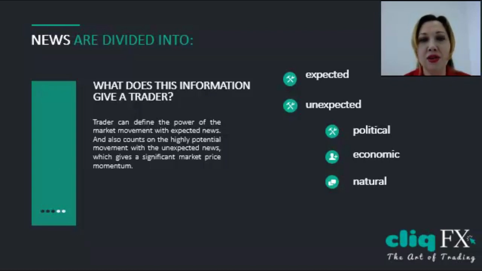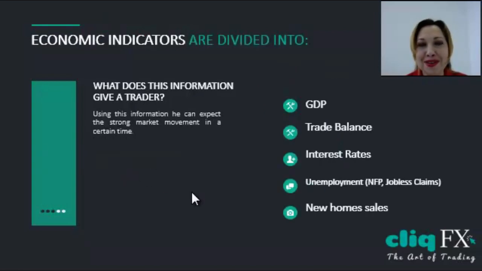Whether we are talking about news or economic indicators, they all have a certain impact on the price movement. They can be positive or negative, and according to this, we are going to open sell or buy positions. Talking about economic indicators, the number of economic indicators is numerous, but we are going to talk about the most important ones, which have the most impact on the markets.